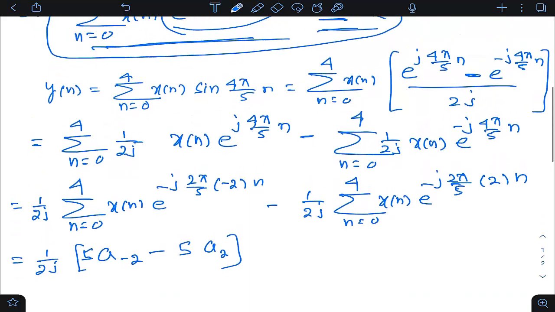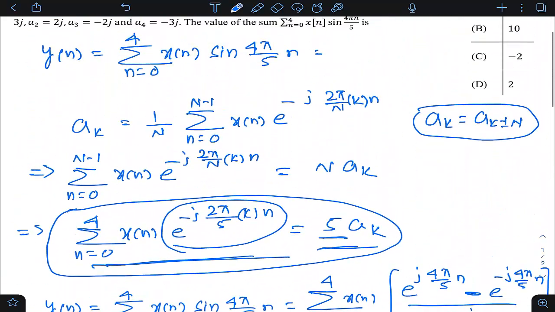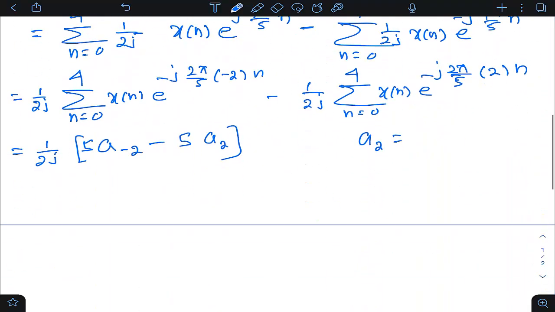But in the question, a of 2 is given to me. So what is a of 2? If you see, this is given as 2j. To simplify this, I need a of 2 and a of minus 2. So a of 2 is j2. But I need a of minus 2.